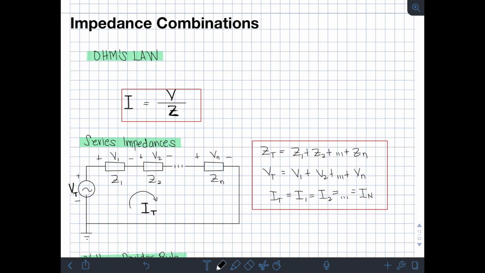So, di ba sa DC circuits, nag-consider tayo ng iba't ibang combinations or connections ng resistors. Like series circuits, parallel circuits, series to parallel circuits, as well as yung Y-to-delta connections, right? So, same lang din naman yun dito sa impedance combinations.